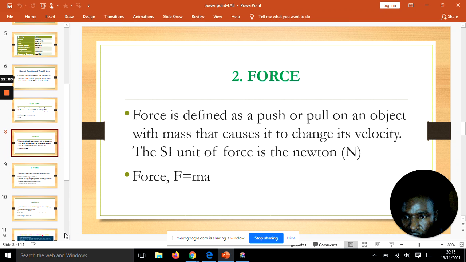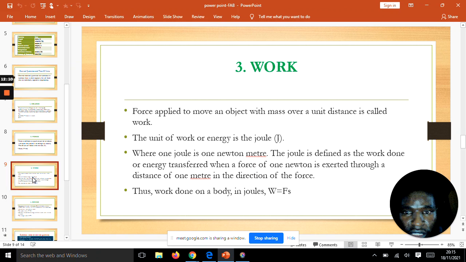Let's go to the third derived quantity, which is work. When a force is applied to move an object with a mass over a distance, that is called work. So that force is the amount of force required to move an object over a certain distance d, and that is referred to as work. The unit for measuring work is the joule.